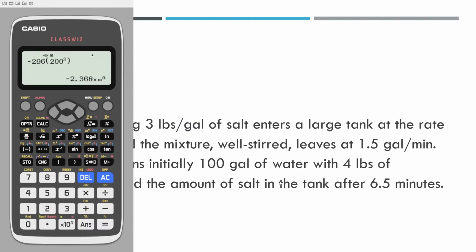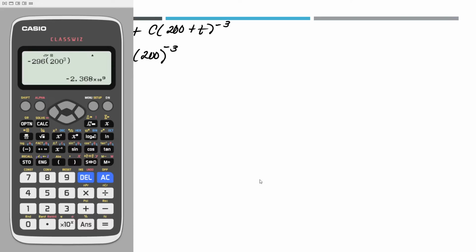Okay? So, let's solve for the value of Q at time. Ano yung pinapahanap sa atin? At time 6.5 minutes, no? So, game. So, we have Q of T, Q of 6.5. So this is equivalent to simply 300 minus 2.368 times 10 raised to 9. Okay?